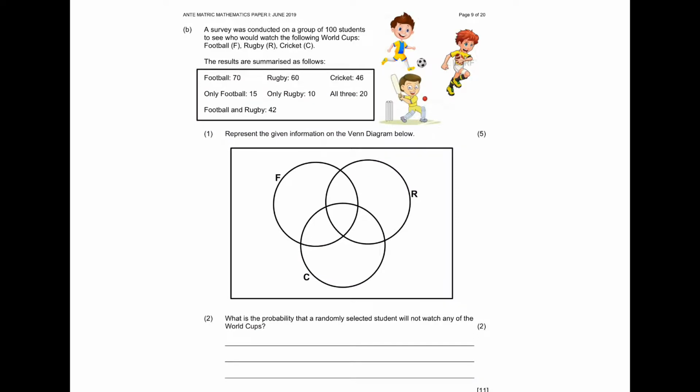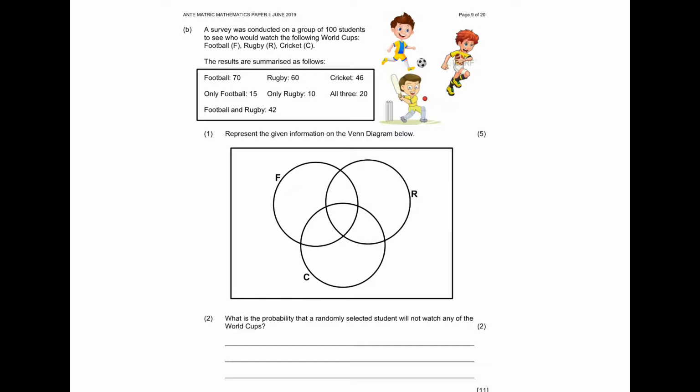Right, question B. A survey was conducted on a group of 100 students to see who would watch the following World Cups: football F, rugby R, and cricket C. The results are summarized as follows. So on the top line, they tell you the total amount that would watch each World Cup. So in the survey, 70 in total would watch football, 60 in total would watch rugby, and 46 in total would watch cricket. Okay.